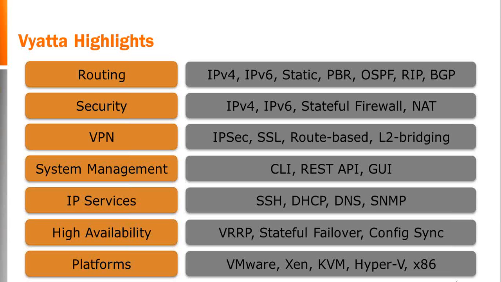What do we do? We do what you'd expect. We are an advanced, very feature-robust dynamic routing solution supporting IPv4, v6, static and dynamic routing, policy-based routing, OSPF, RIP, BGP. We have extensive security capabilities, including a stateful firewall and NAT. We have the ability to do URL filtering through a technology called VyattaGuard. We have a number of different VPN technologies in place, including IPsec and SSL-based VPNs, route-based, layer 2 cloud bridging, and coming in the next release, you hear it here first, folks, we have dynamic multipath routing coming in.